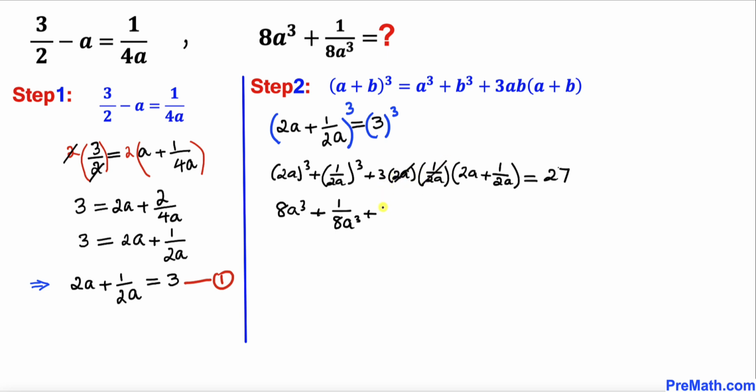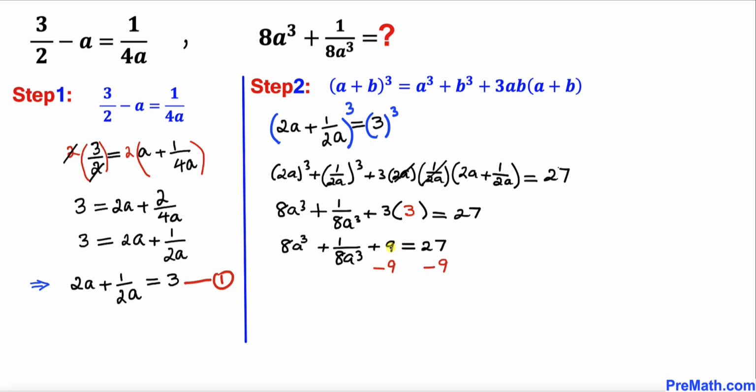So we ended up with simply 3 and then times. And now we can see that this 2a plus 1 over 2a is the same as 3 from this equation 1. So therefore I am going to replace it by 3 equals, on the right hand side we have 27. And now we are going to simplify it further: 8a^3 plus 1 divided by 8a^3 plus 3 times 3, which is 9, equals 27.